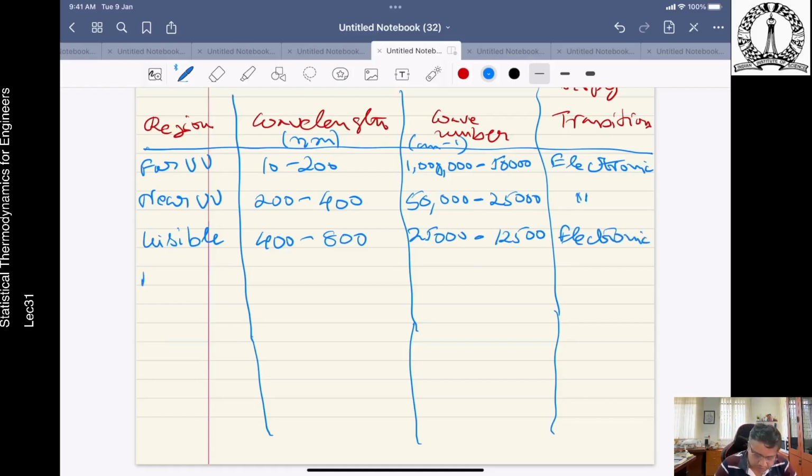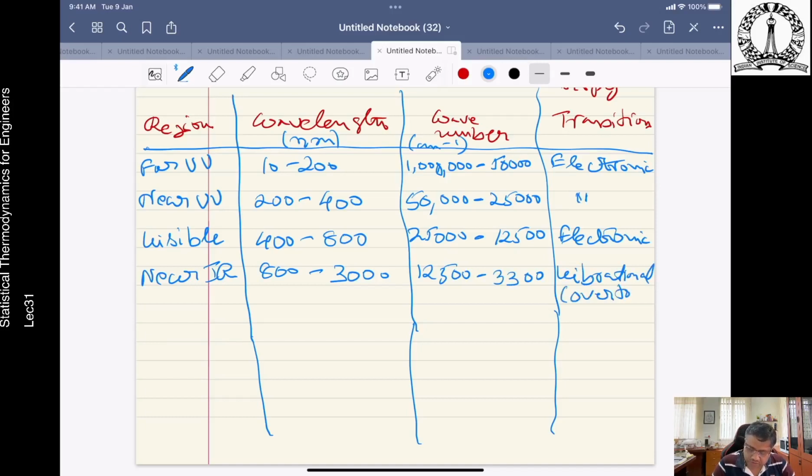Then there is near IR, or infrared, which is between 800 to 3,000, once again in nanometers. This is vibrational, but it is overtones. We'll come to that. What is overtones? Then of course there is the mid IR, which is 3,000 to 30,000. In terms of wave number, this is about 3,000 to 300. This is once again vibrational, but this is fundamental.